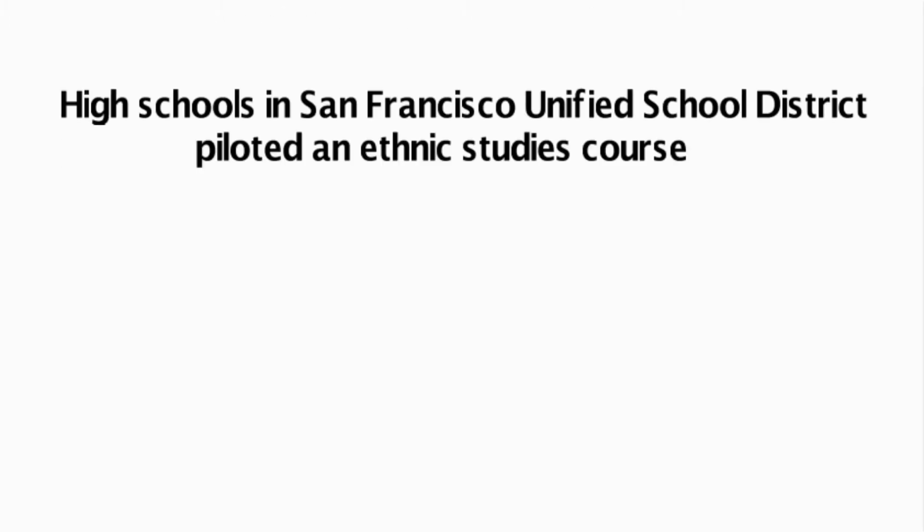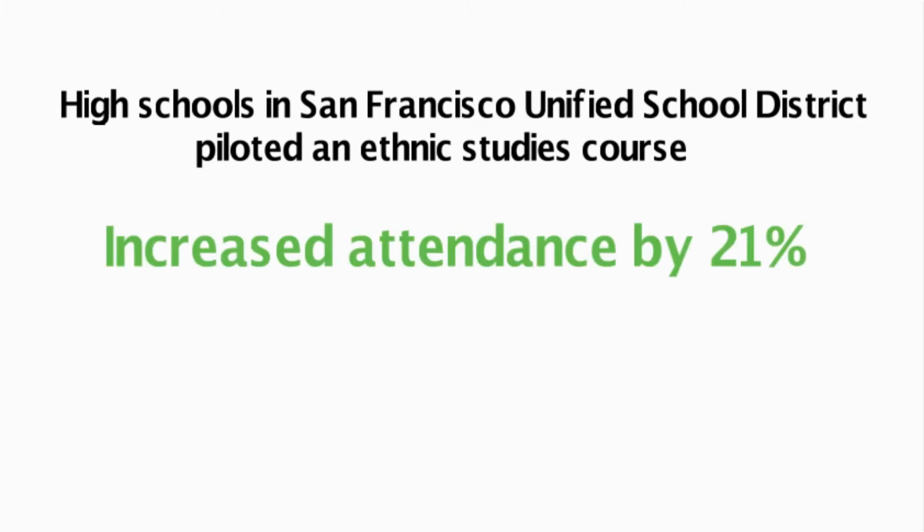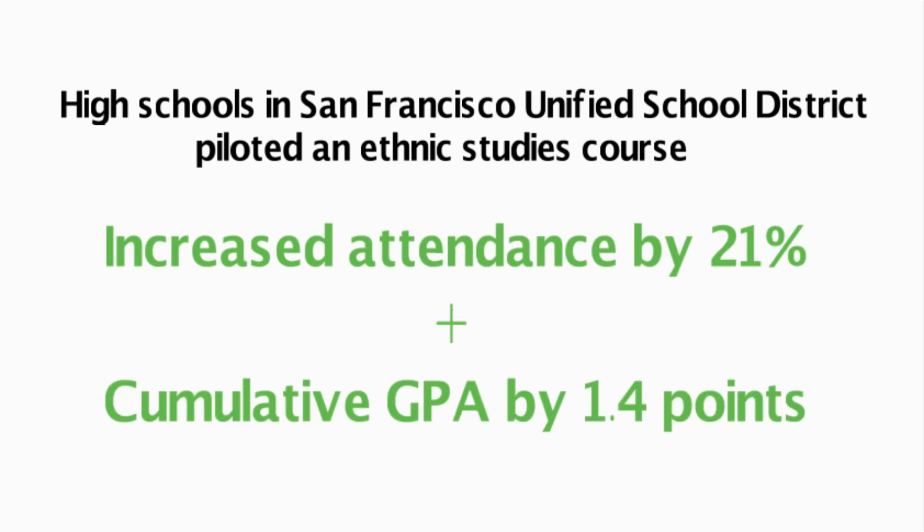More recently, high schools in San Francisco Unified School District piloted an ethnic studies course with dramatic effects. The course increased attendance by 21% and cumulative GPA by 1.4 points relative to the expected performance. And this was true even after excluding the ethnic studies course from the GPA calculation. Of course, this curricular change went beyond merely including representations of different groups of people, but it highlights the power of culturally relevant curricula when done well.